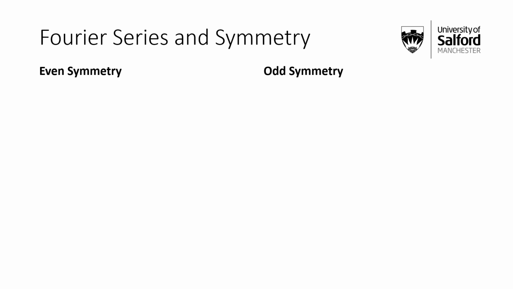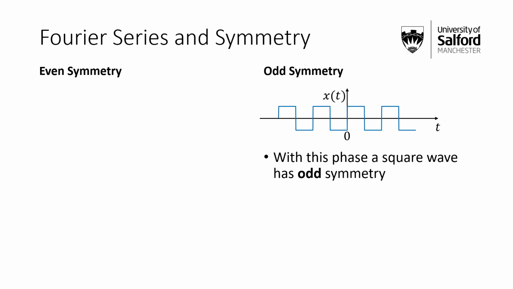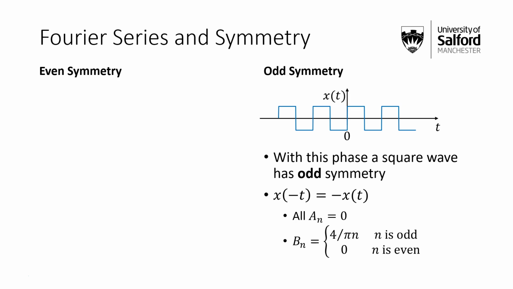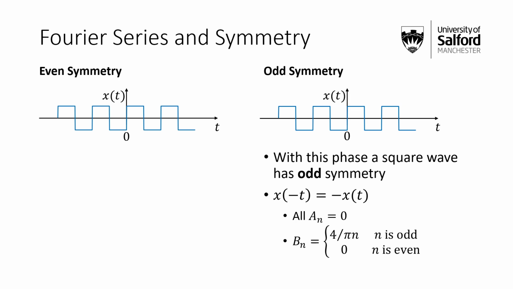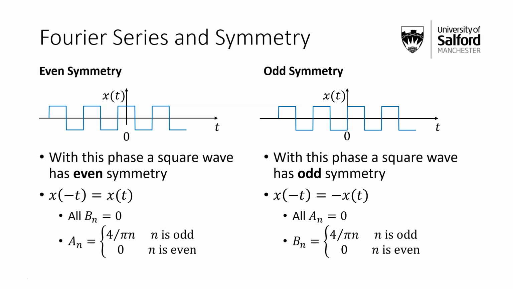And just to give a last little example, it can depend on where you put the wave as well. If we've got a square wave like this, it's going to have odd symmetry, so you're going to have x of minus t is minus x of t, all a_n equal 0, and the b_n follow the pattern we've already seen. But if you took that same wave and just shifted it a little bit, then just by changing the phase, you could get even symmetry. So now we would have that x of minus t equals x of t, and all b_n equal 0, and now the a_n take the form that the b_n did, because we just shifted a little bit.